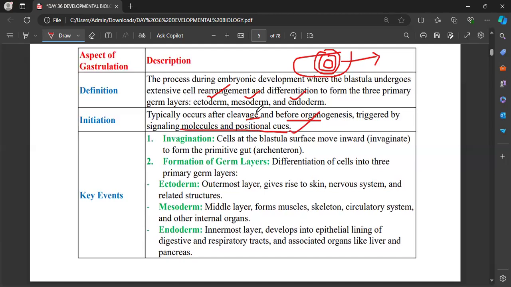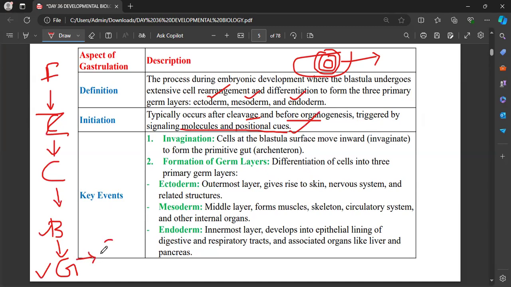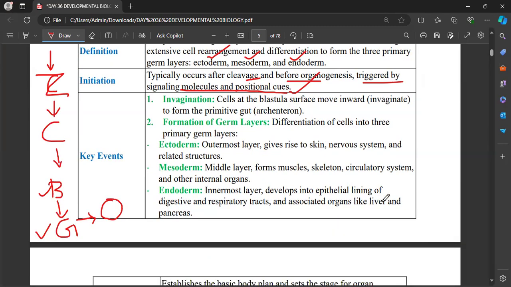Okay, so initially fertilization, and after that the zygote is formed, and after the formation of the zygote, cleavage, the rapid mitotic cell division, takes place, and as a result of this cleavage, we get a blastula, and after that a gastrula. The formation of the blastula is said to be blastulation, and the formation of the gastrula is said to be gastrulation. And after that, the formation of organs is said to be organogenesis. And this gastrulation is triggered by signaling molecules and positional cues. We are going to study about that.